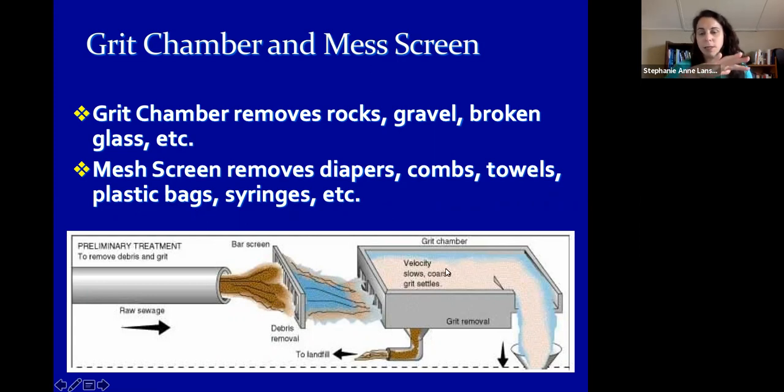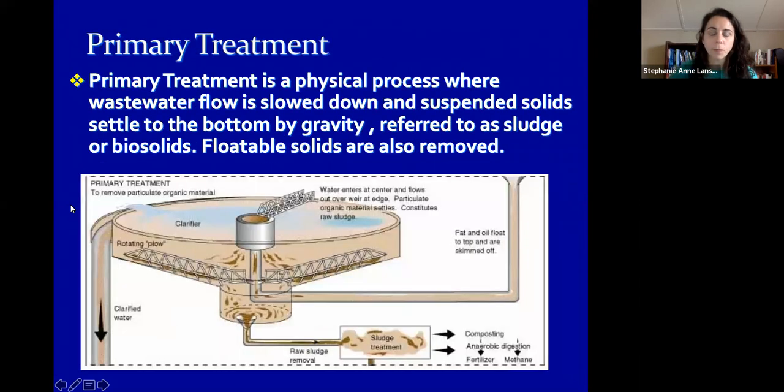Once the velocity slows, it's going to go into the actual settling of solids for the biosolids. So in our primary treatment, this is where we get most of our solids to settle. And this is where the flow is basically slowed down. The suspended solids settle down to the bottom by gravity, and that's referred to as our sludge or our biosolids. And then the floatable solids are also removed.